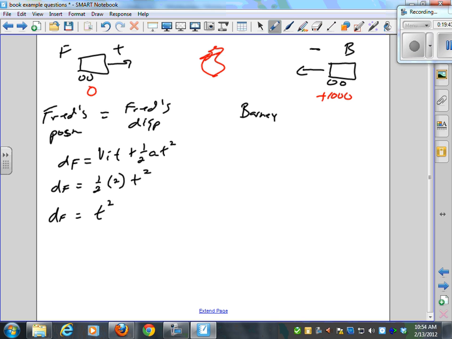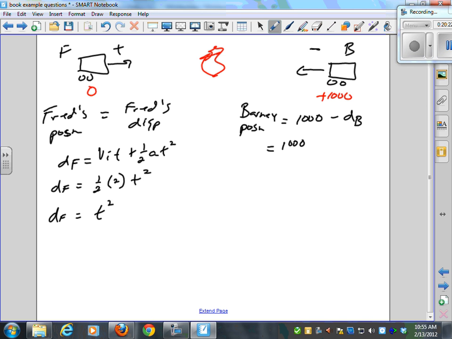Barney's position is not equal to his displacement. His initial value is, in fact, 1,000. His position is 1,000, and he's moving left, so it's actually 1,000 minus dB. His position is 1,000 minus his displacement, right? If he moves forward 10 meters, his position is 990. If he moves 100 meters, his position is 900, and so on.